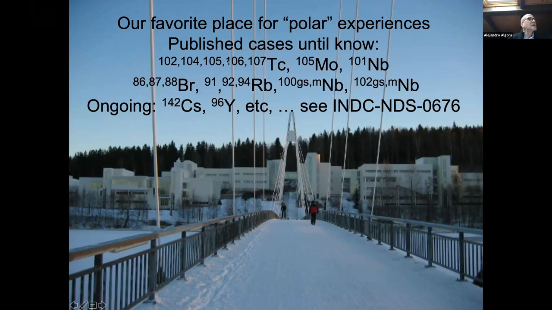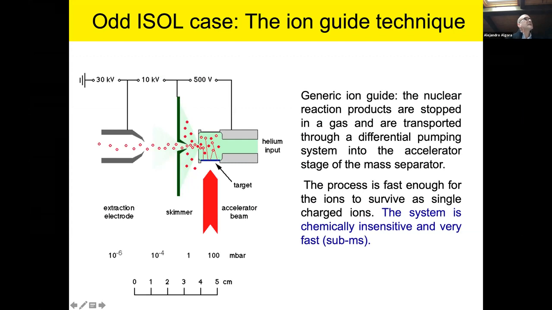And we went there because many of these elements are refractory elements, and they have developed there something which is called the ion guide technique, which is based on the following. You bombard a target with a proton beam, and then the reaction products come out of the target, and they are transported through a differential pumping system to the accelerator stage of the mass separator, which means that you have an ion source which is chemically independent, which is very important for extracting these elements that I mentioned before that are refractory.